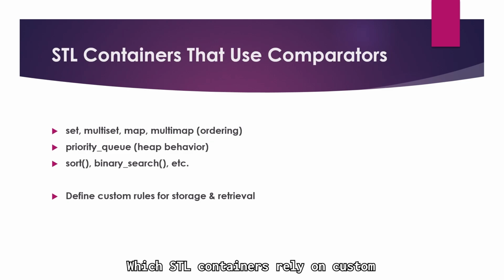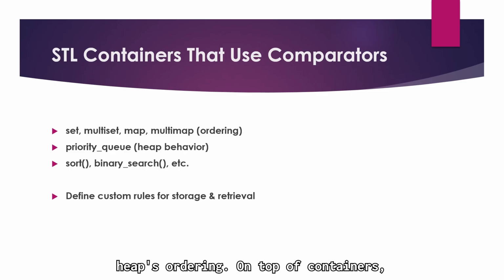Which STL containers rely on custom comparators? Primarily the associative containers, set and multiset. These containers use comparators to determine the order of elements. Map and multimap: the keys in these containers are sorted based on a comparator. Priority queue: this container manages elements in a heap, and custom comparators can change the heap's ordering.